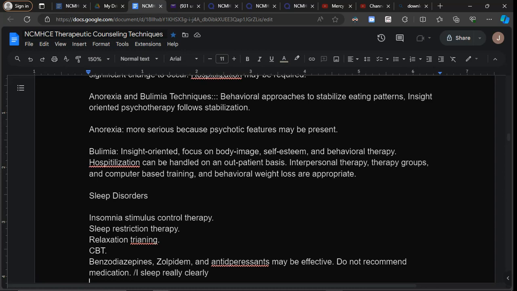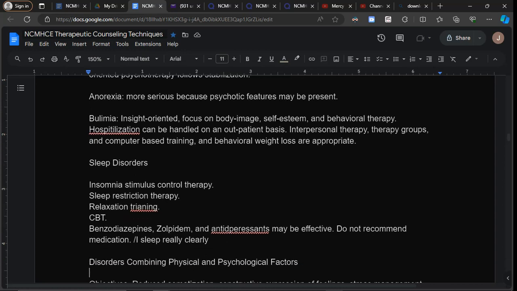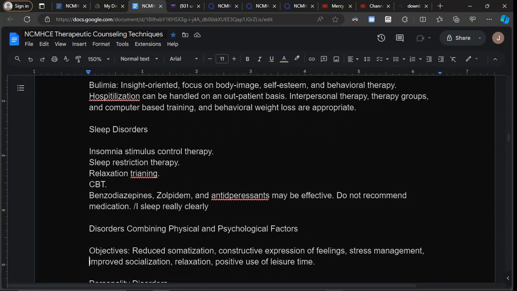Sleep disorders. Insomnia: stimulus control therapy, sleep restriction therapy, relaxation training, cognitive behavioral therapy. Benzodiazepines, zolpidem, and antidepressants may be effective. Do not recommend medication.